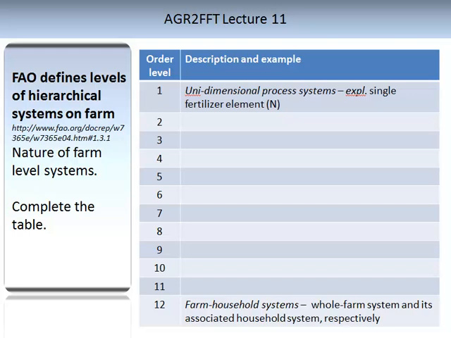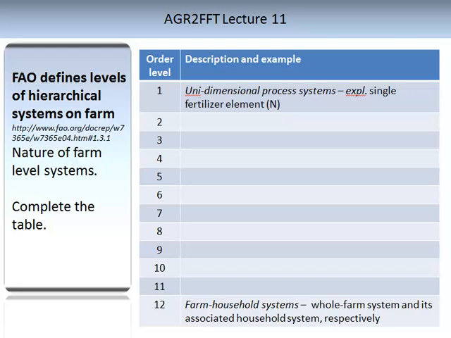I have given you a link on Moodle to the FAO site that defines hierarchical systems on farms. This is a very useful resource. I'd like you to refer to this resource to complete the table. I'd like you to find out the proper description and give an example of each of the order level hierarchicals from 1 through to 12. I have done number 1 and number 12 as an example.